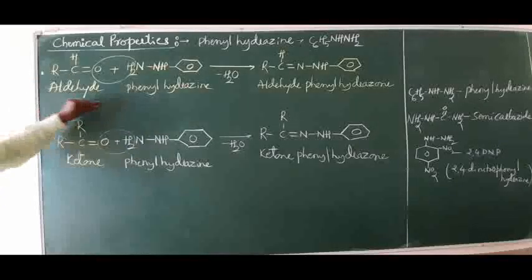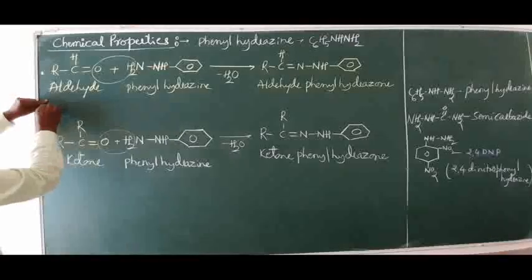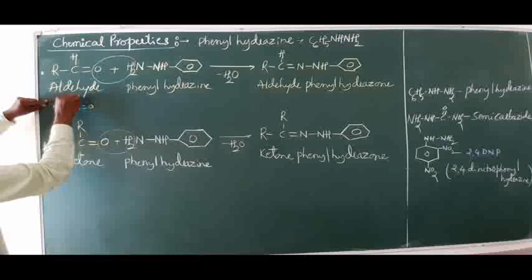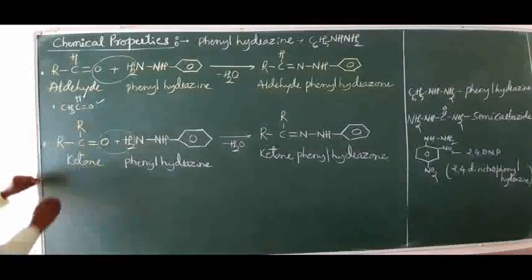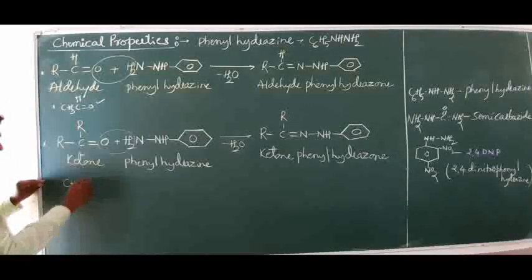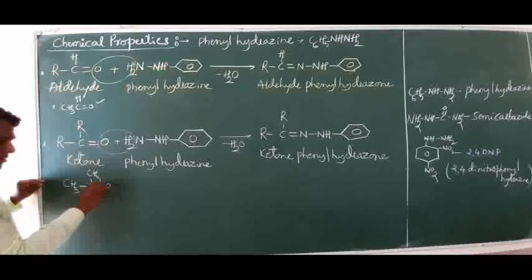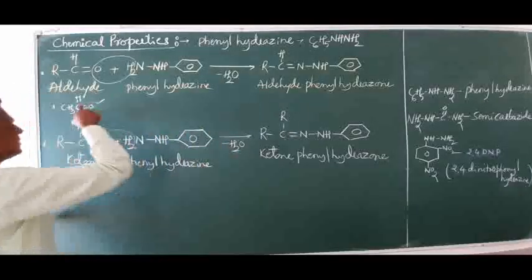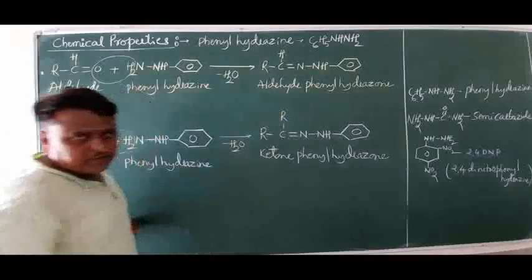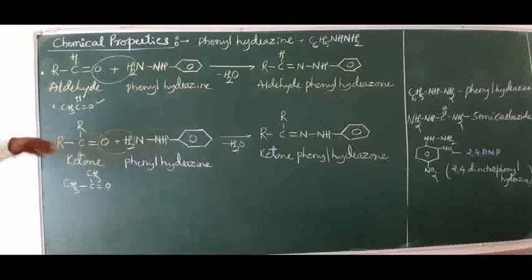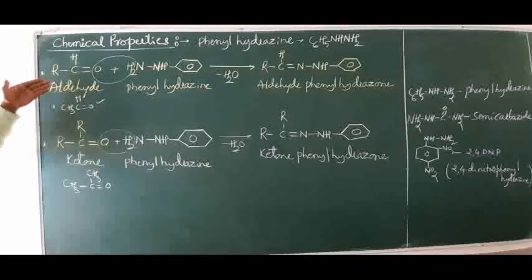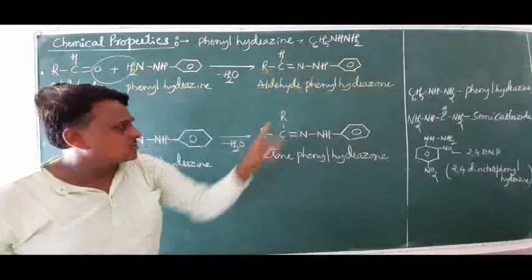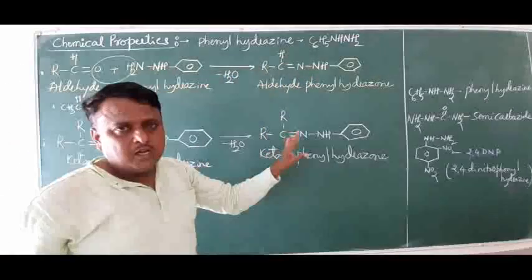You can practice with an example here. The formula is very important. This is your CH3-C(=O)-H, an aldehyde, and CH3-C(=O)-CH3 is your acetone. The name of this compound is acetone phenylhydrazone. Similarly, you can practice with the last video's reactions. Aldehydes and ketones condense with phenylhydrazine to form aldehyde phenylhydrazone and ketone phenylhydrazone.